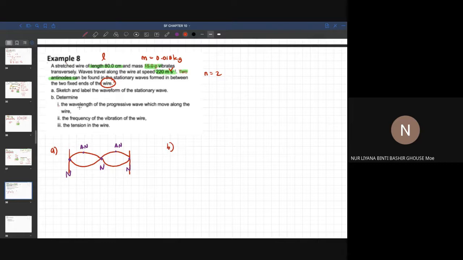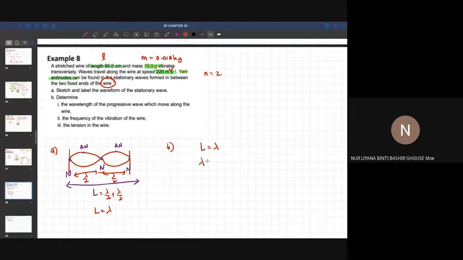B asks for the wavelength of the progressive wave which moves along the wire. It wants us to find the wavelength. From one end to the other end is our L, the length of the wire. From knot to the next knot is lambda over 2. So to find L, we take lambda over 2 plus lambda over 2, and we get L equals lambda.